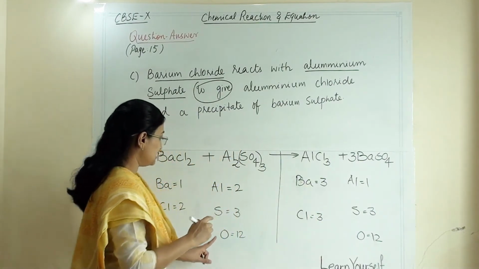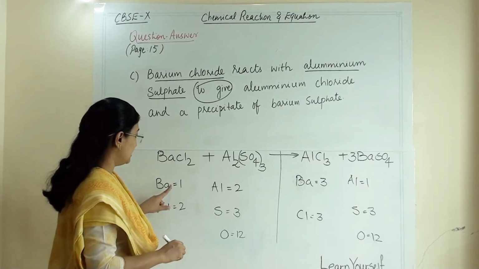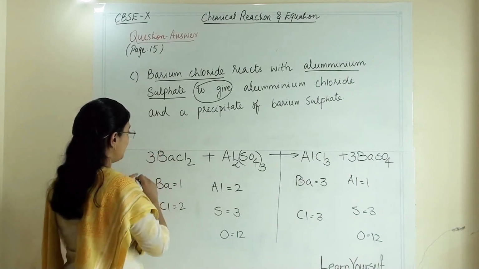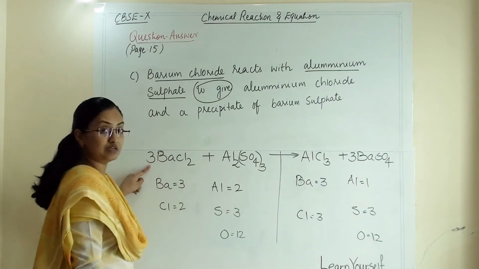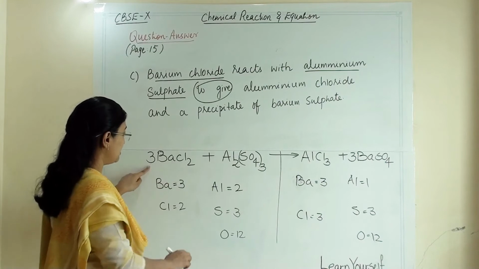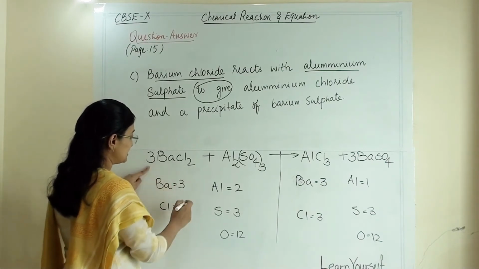Now let us see. Sulfur is 3, so our sulfur is also balanced. Now barium is 1. So let us balance barium by adding here 3. So now my barium is balanced. But by doing so, I have changed chlorine. Earlier my chlorine was 2. Now my chlorine is 6.